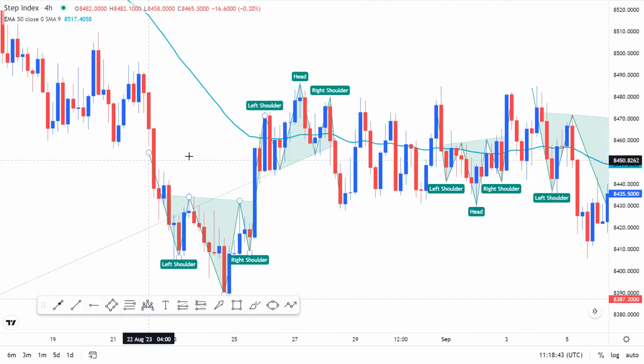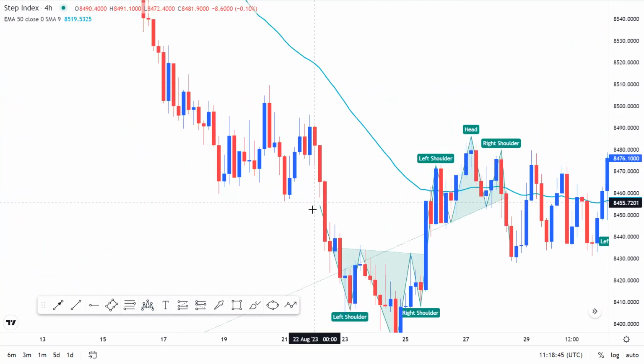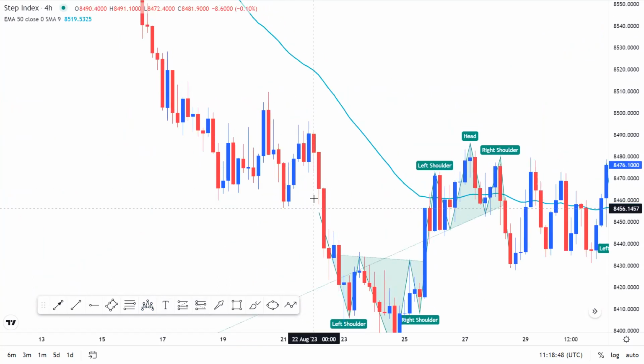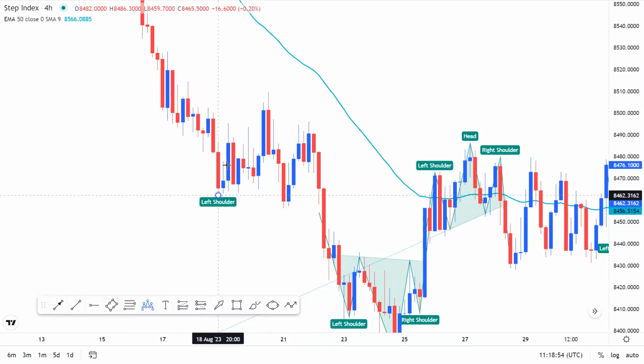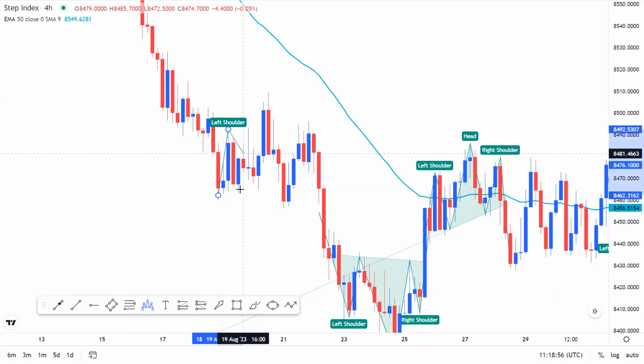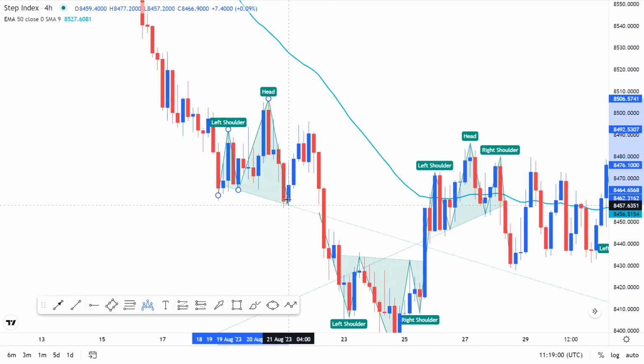And let's see if we can get some more head and shoulder patterns right here. So I can see one very quickly. I believe you can see this right here too. We have this being the left shoulder, the head, and then of course the right shoulder.